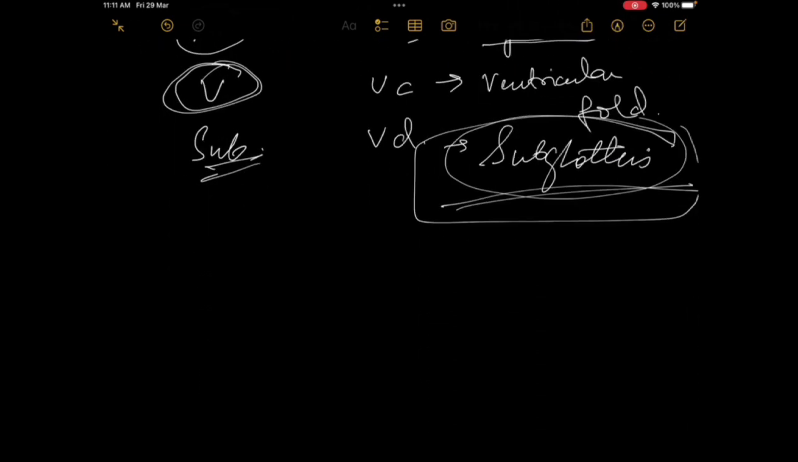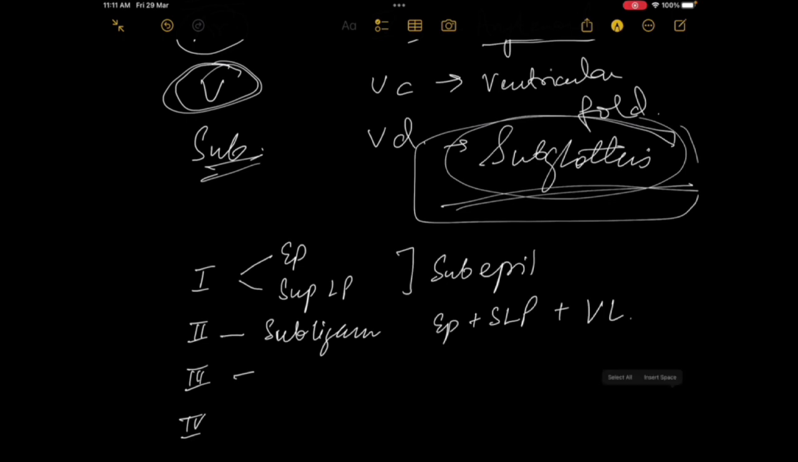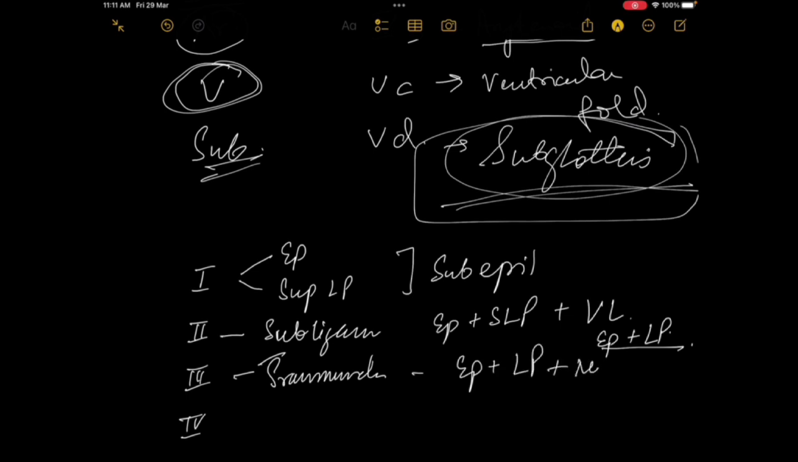So let's quickly go through it again. Type 1, 2, 3, 4. In type 1 we remove the epithelium and the superficial lamina propria, which is subepithelial. In type 2, we remove the ligament also, so that is subligamental, in which epithelium plus superficial lamina propria plus vocal ligament are all removed. Or we can also say that the epithelium and the entire lamina propria is removed. And in transmuscular, we are removing epithelium plus lamina propria plus muscle.